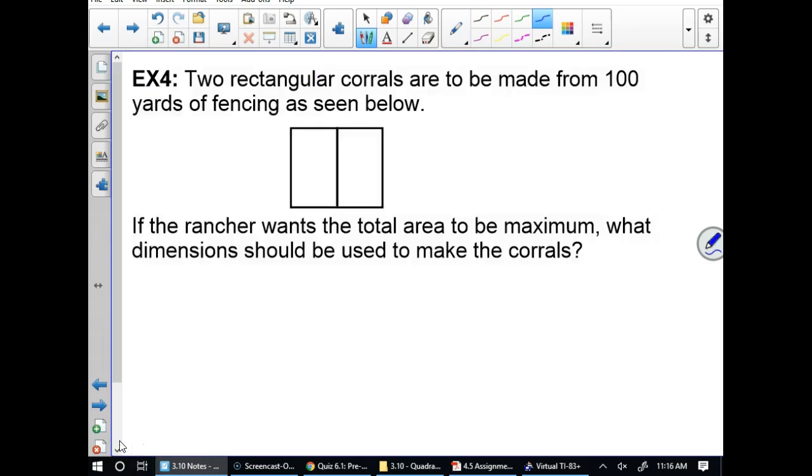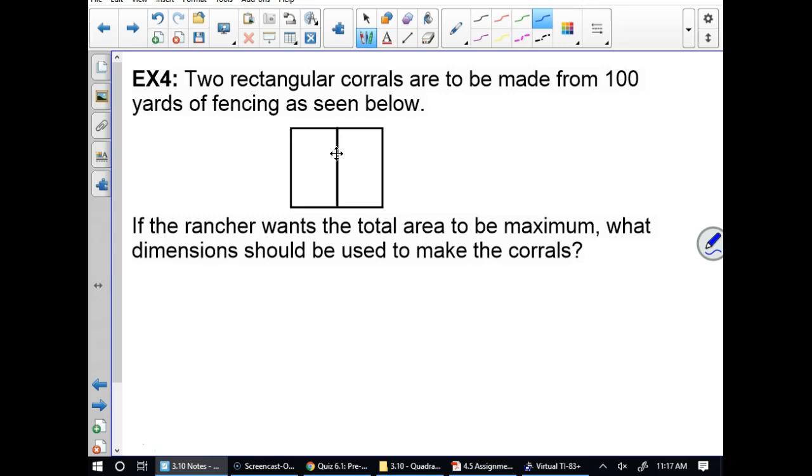Okay, so whenever some of you guys graduate from high school and move out west to become a rancher, you may find yourself in this particular situation where you have 100 yards of fencing and you want to make 2 rectangular corrals like so, and you need to know what will give you the maximum area. You could just guess at it and figure out some of the dimensions we could use, because figuring that out is even a little bit tricky.